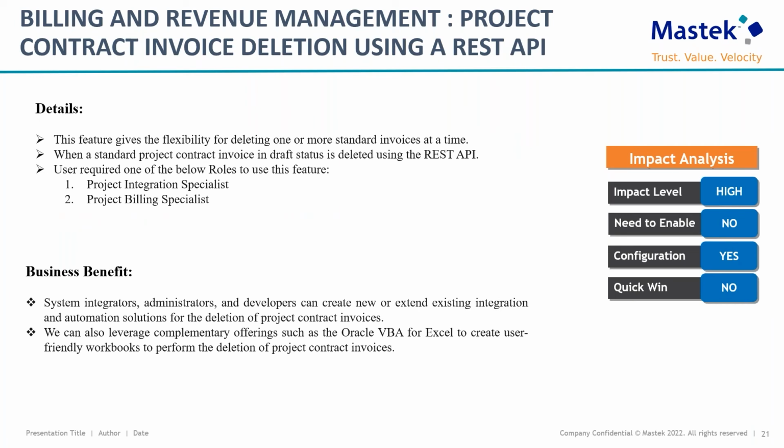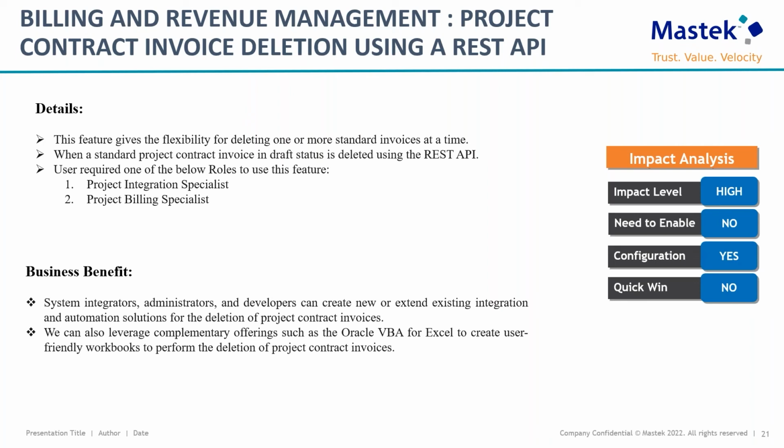Next is also from the same group, billing and revenue management. The name of the feature is project contract invoice deletion using a REST API. This feature is useful to those businesses who generate bulk invoices in different systems and integrate them with the Oracle.